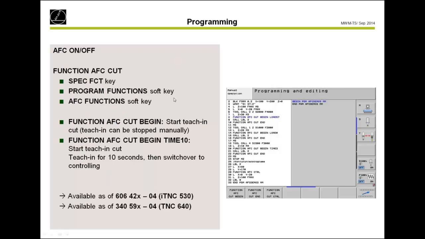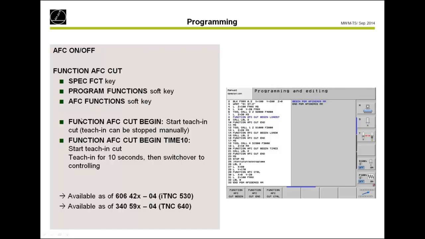So Heidenhain also offers an AFC function for the NC program. It's available, as you see here, since software 04 of the iTNC and also software 04 of the TNC 640. Before, we always needed an M function or a cycle from the OEM, otherwise AFC could not be programmed. So we find this function in the special function key, program functions, and then the AFC function.